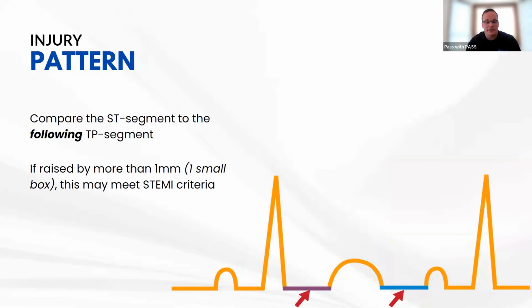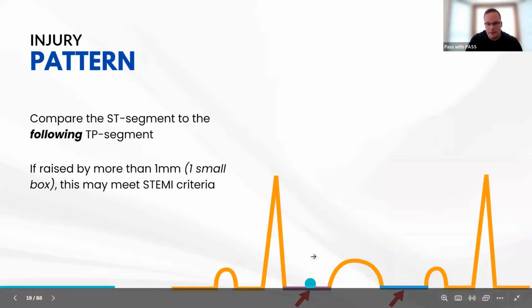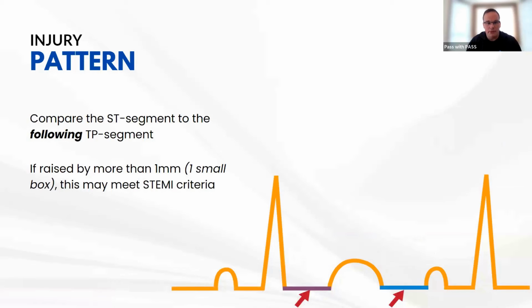So if that ST segment, which is in purple here, is higher than the blue line, which is our TP segment, if it is higher than that TP segment by 1 millimeter or more, which is one small box or more, this may meet STEMI criteria. And I say may because it's got to happen more than once in one lead for us to be able to say, yep, that's a STEMI, right? It has to be happening in 2 or more leads that are anatomically contiguous or numerically consecutive, which we'll talk about here in a few minutes. But we are using that ST segment and we are comparing it against the following TP segment.